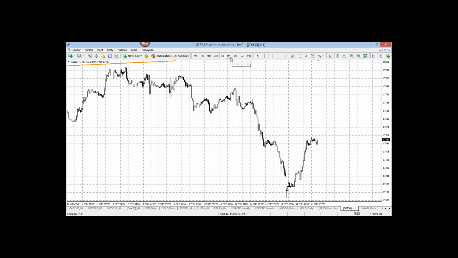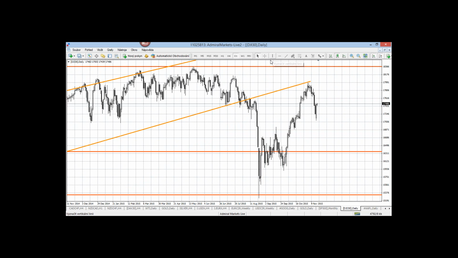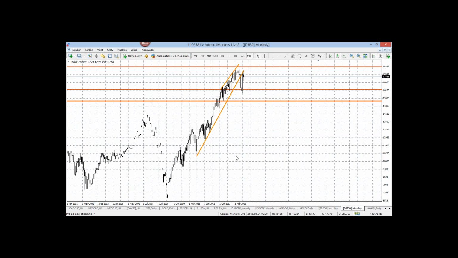Seems to be in a mixture of everything. 4 hours down, 1 hour is up, daily up and down at the same time. Support is close by, resistance is close by. Once in 7 years retracement. Yeah, it was about 6 years ago, isn't it? Now 6.5. So half a year from now, it's 6 months.